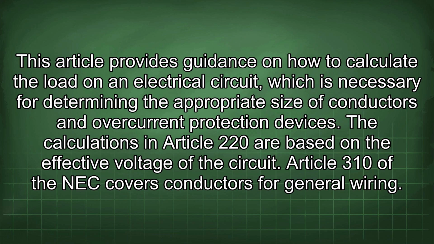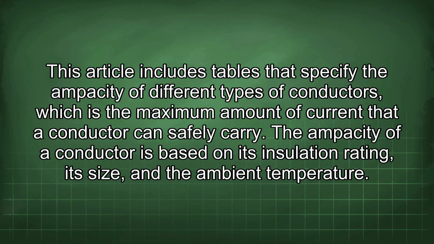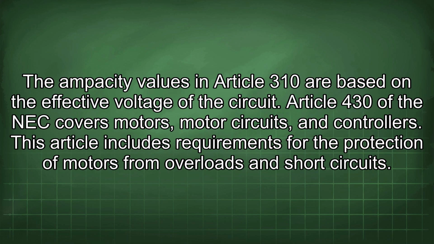Article 310 of the NEC covers conductors for general wiring. This article includes tables that specify the ampacity of different types of conductors, which is the maximum amount of current that a conductor can safely carry. The ampacity of a conductor is based on its insulation rating, its size, and the ambient temperature. The ampacity values in Article 310 are based on the effective voltage of the circuit.